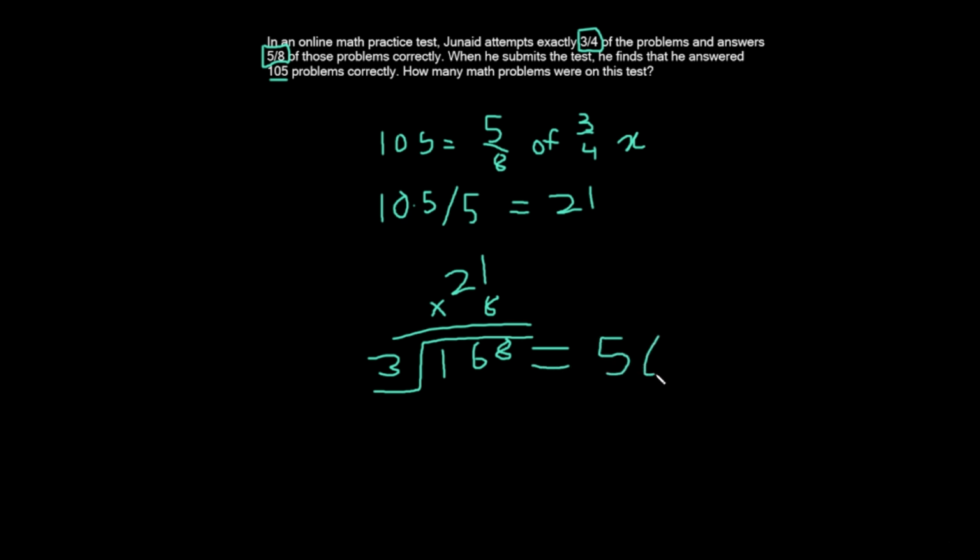So now that we know that 1/4 of the problems on the test is 56, let's multiply 56 by 4. So 6 times 4 is 24, and 5 times 4 is 20, plus 2 is 224. So there were 224 problems on Junaid's test. Now let us move on to the next problem.